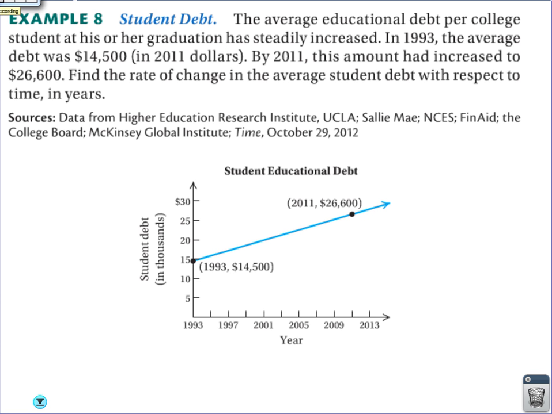Okay, finally, let's look at an application problem for slope. Here we have a problem about student debt. It says the average educational debt per college student at his or her graduation has steadily increased. In 1993, the average debt was $14,500, and by 2011, this amount has increased to $26,600. It says find the rate of change.